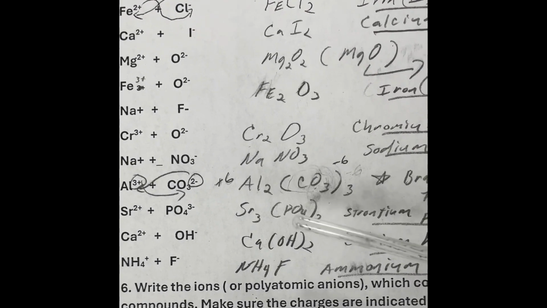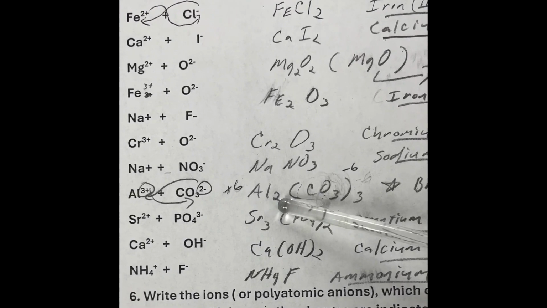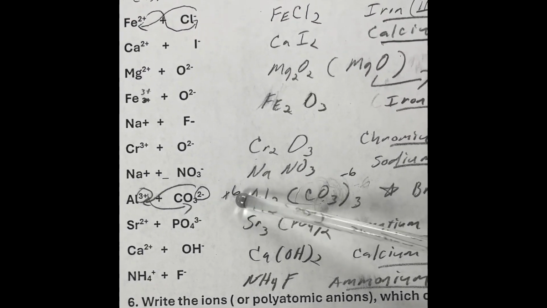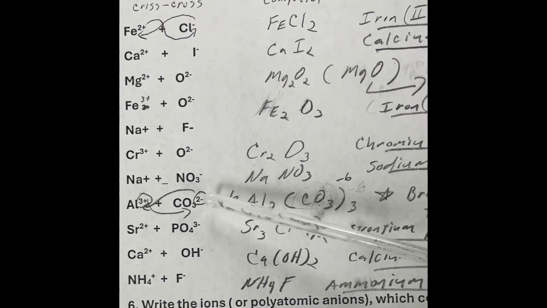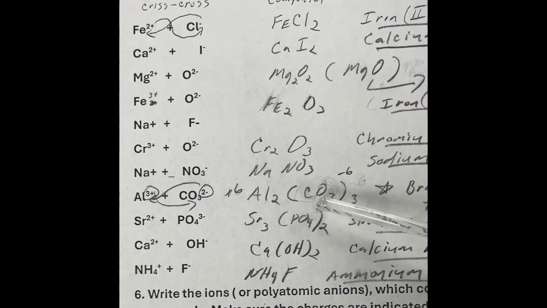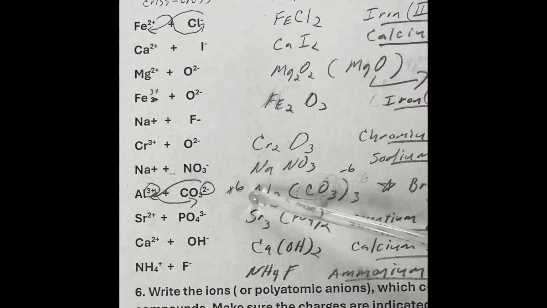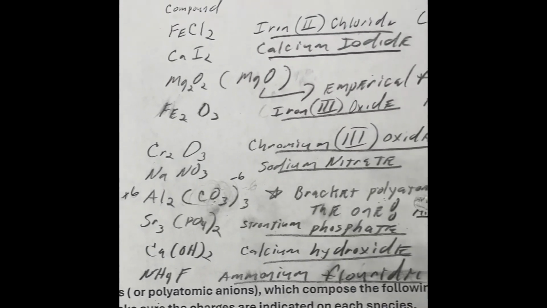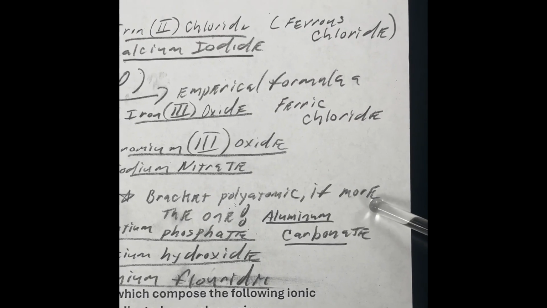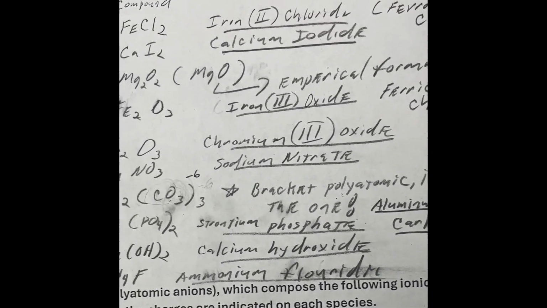Let's check our work. The 2 aluminums here are +3. Individually, they're +3, but there's 2 of them, so that makes a +6. The carbonates are a -2. And there are 3 of those, so -2 times 3 is -6. This is a neutral compound. Of course, we're bracketing the polyatomics if there's more than 1. And the name of that is aluminum carbonate.